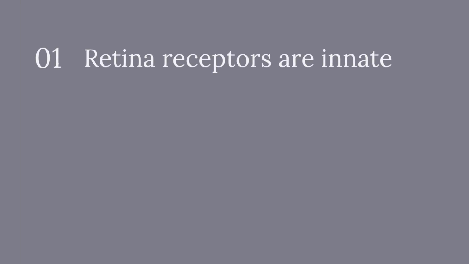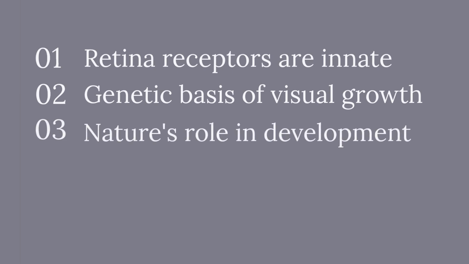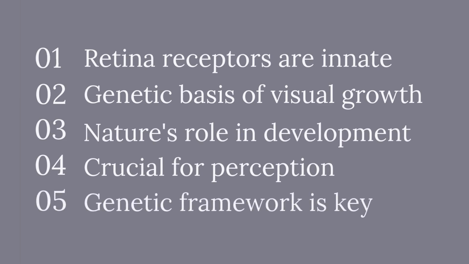Nature argues visual development is genetically governed. Receptors in the retina are innate. Genetic predispositions set the framework. These foundations are crucial for perception. They emphasize nature's role in development.